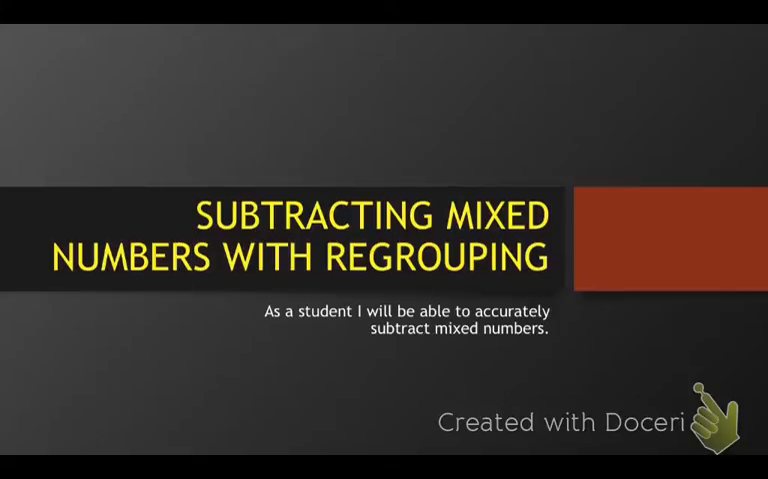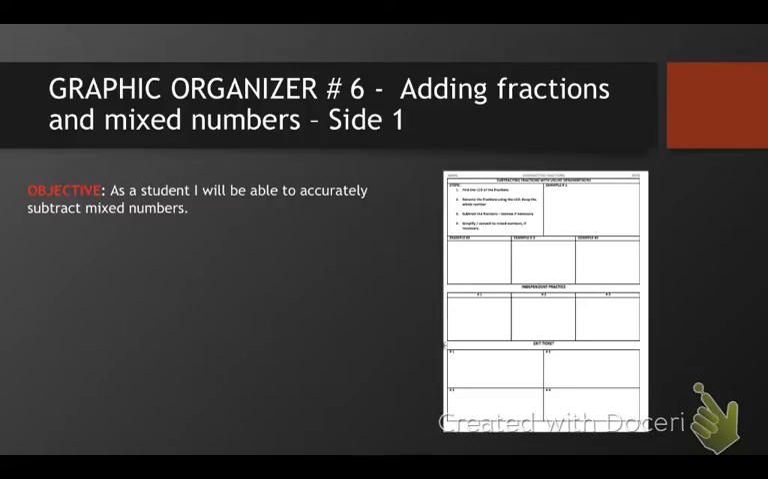Your objective for today is, as a student, you should be able to accurately subtract mixed numbers. You will need graphic organizer number 6. We're going to be working on side 1. It's the only side of this one. You're basically just about done with the fractions unit. Congratulations. However, like I said, this one is the hardest video.